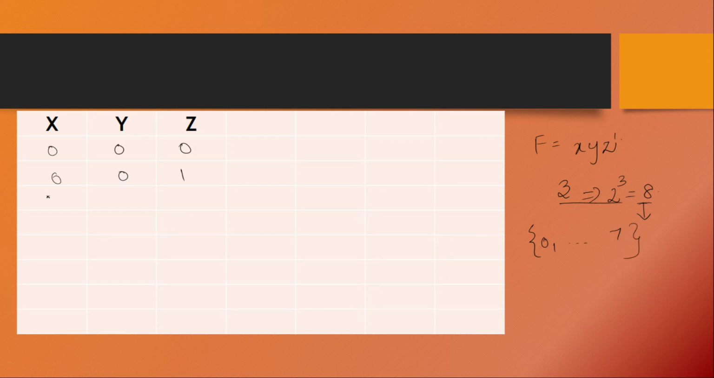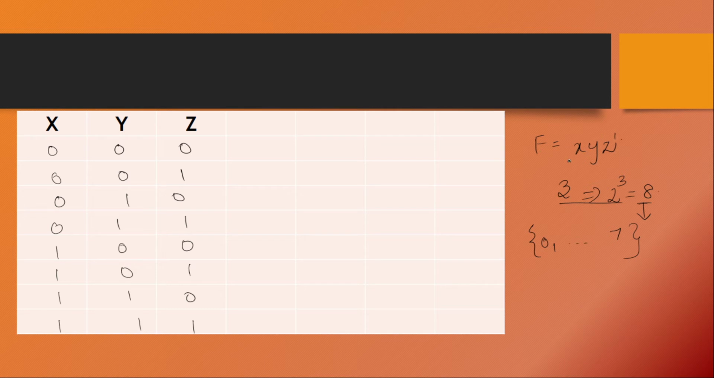So let me complete this. First initially I had 0, then I had 1. These are binary versions of the decimal numbers. Then I have 2, then 3, then 4, which is 100, then 5, which is 101, and finally 6, which is 110, and the last combination is 7, which is 111. So we have written all the combinations here.